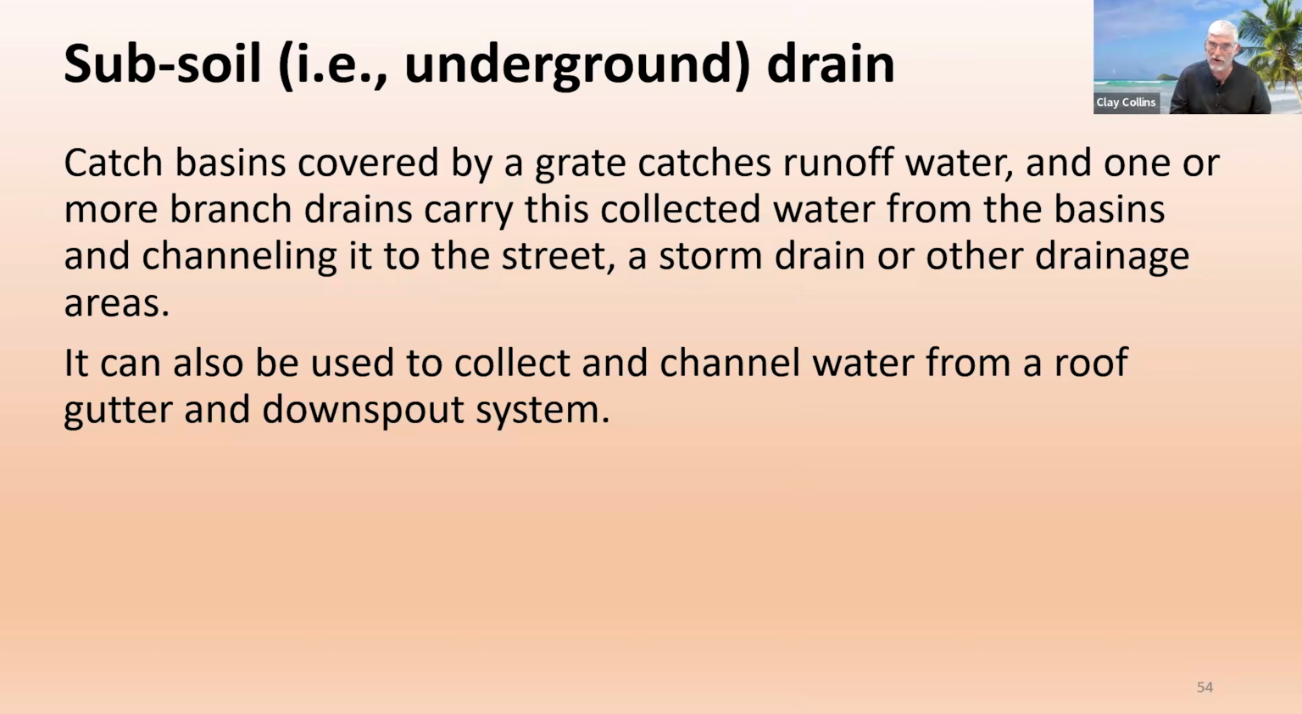Now, an underground drain has localized catch basins. So you're not getting that water everywhere. And usually what you'll see is that the catch basins are placed in the drainage swale where you're having problems. It can also be used to collect and channel water from a roof and gutter and downspout system. I did that myself at my home. I finished it 3 months before Harvey in 2017.